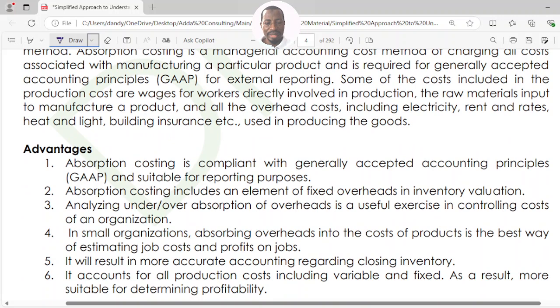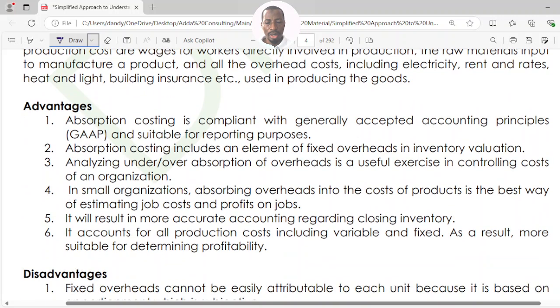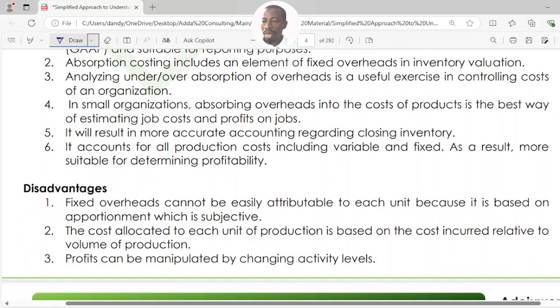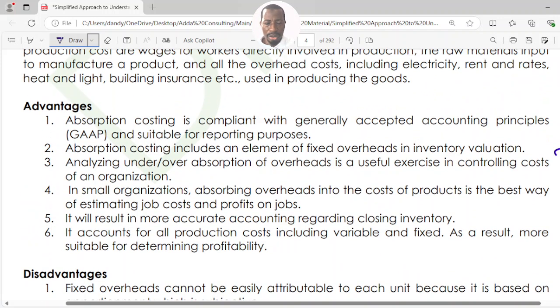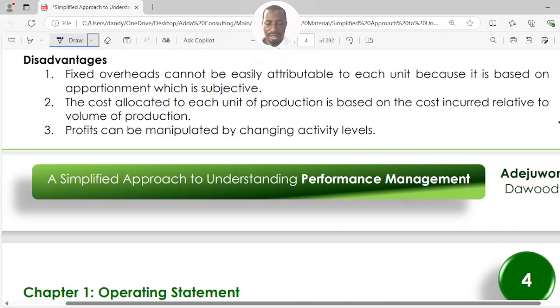Then, what are the advantages and disadvantages of absorption costing? Again, please, you have the material, so just go through them and have the understanding, especially if you are an undergraduate or you are a master, MBA or MSc student. You need this particular area of the concepts. Okay, ensure you understand the advantages and disadvantages.